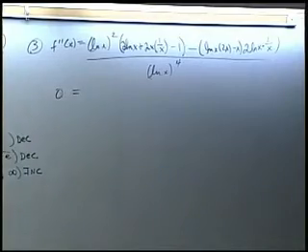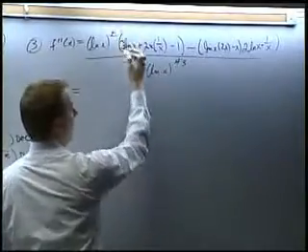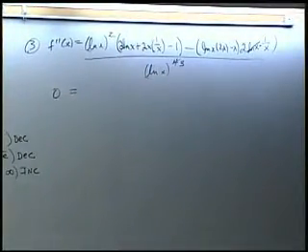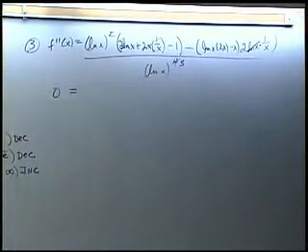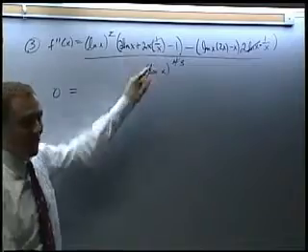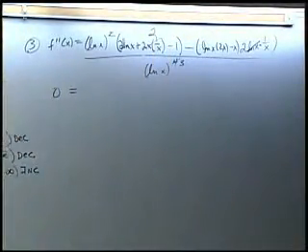First thing that I notice is that I can cancel off one of these ln of x's, so I don't have to worry about any multiplication with it. Second thing, all of this is just what? This is just a 2, isn't it? x divided by x cancels, so that's all just a 2. And I think that's pretty good.